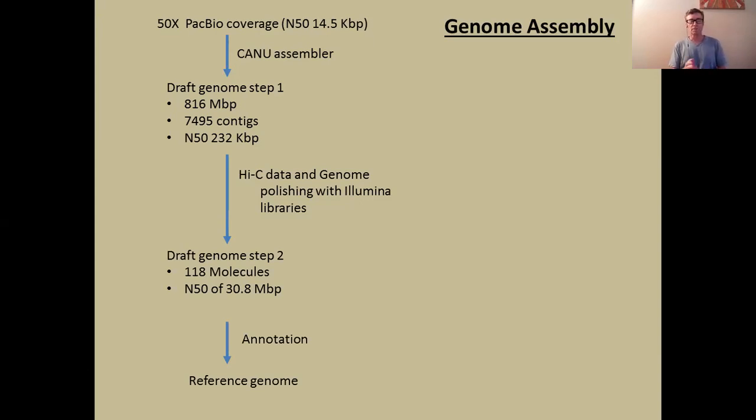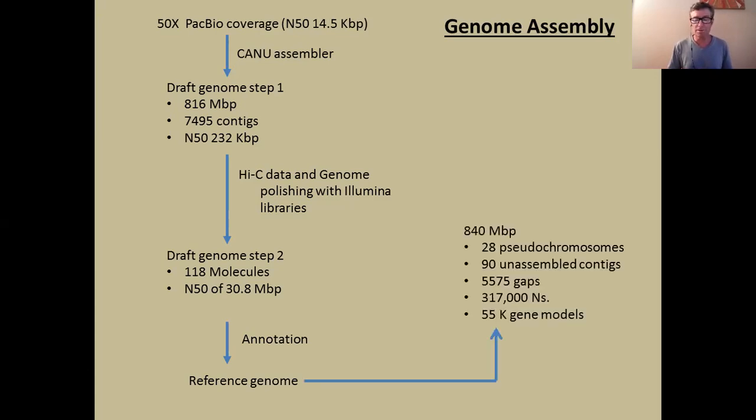We took that genome, and Susie Strickler from Boyce Thompson Institute worked with us on annotations. And so the final assembly that we've got here actually ends up looking more like this. We've got 28 pseudochromosomes, which corresponds to what we would have expected in this group. We've got only 90 unassembled contigs. We've got some other characteristics I'll talk about in a minute. And the annotations included about 55,000 gene models.